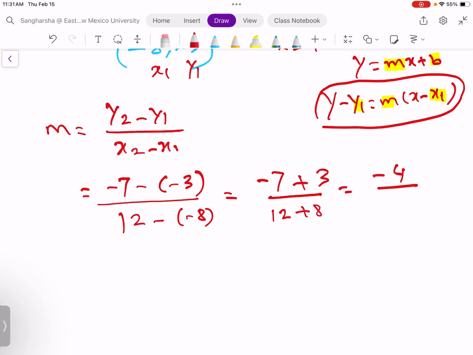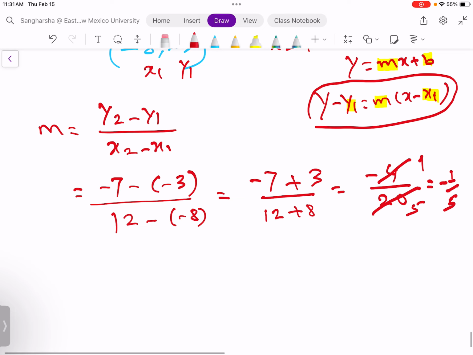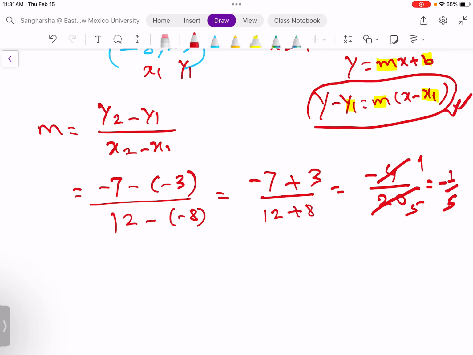We can simplify this. 4 times 1 is 4, 4 times 5 is 20. So we have -1/5 as the slope. You all can find the slope, right? Now you choose the second option here and you substitute the slope and x1, y1.